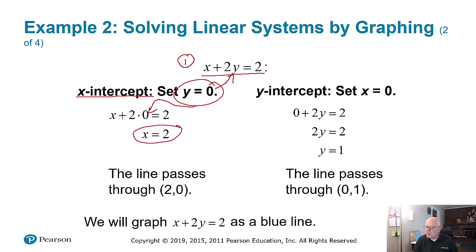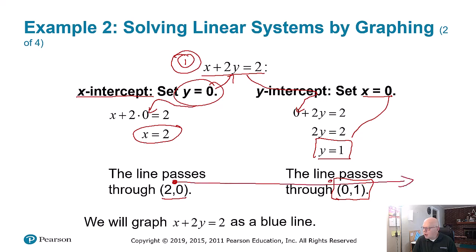Since you get a 2, that means the line passes through (2, 0). Remember, this is equation number 1. Now, for the y-intercept, set the x equal to 0. So you take your equation, set the x equal to 0. Solve that, y equals 1. That means (0, 1) is a point on that line. Graph both of those points, connect them with a straight line, arrows at the end, and we'll graph that as a blue line. Okay? First equation, blue line.